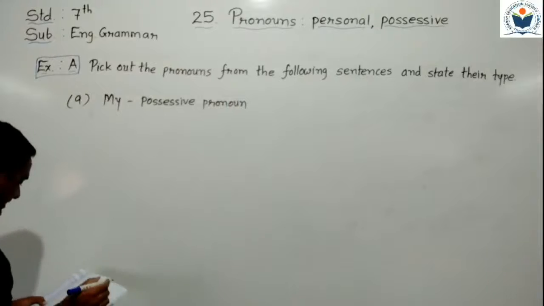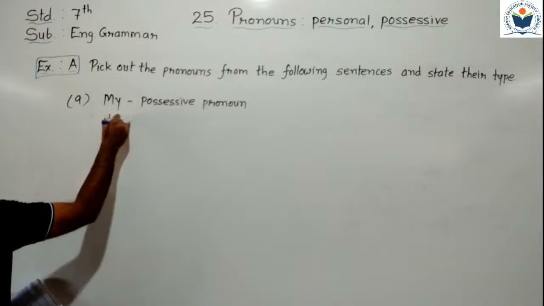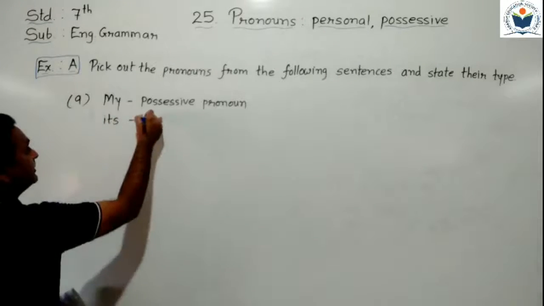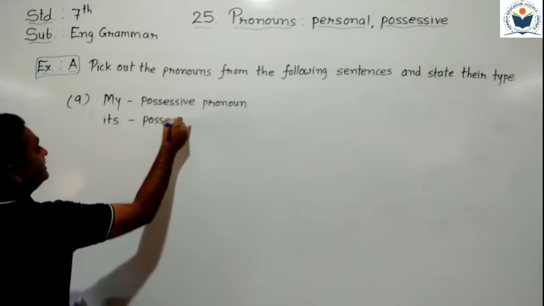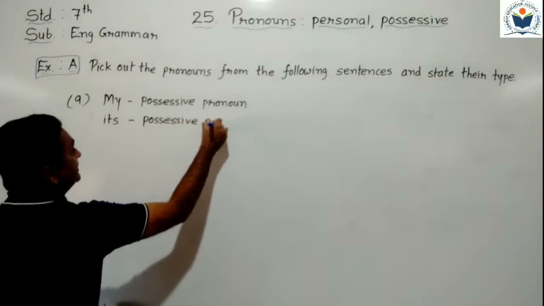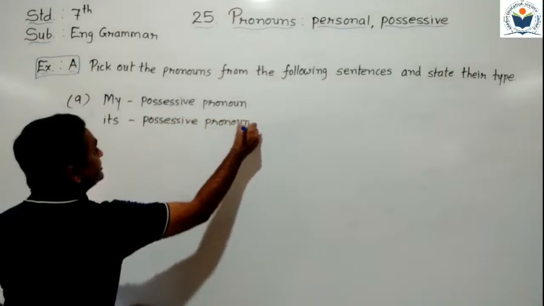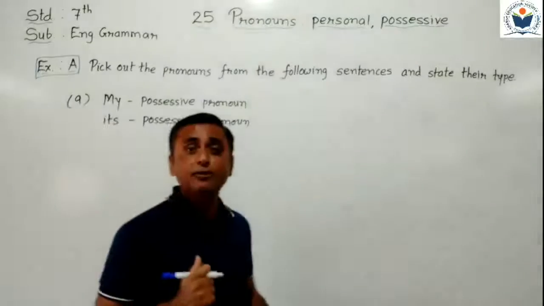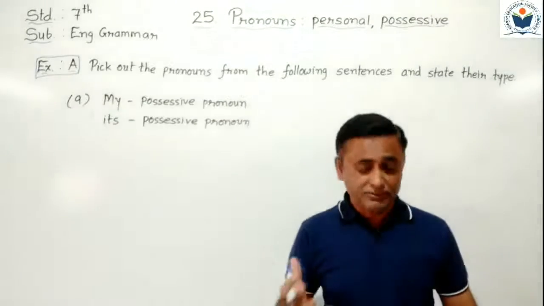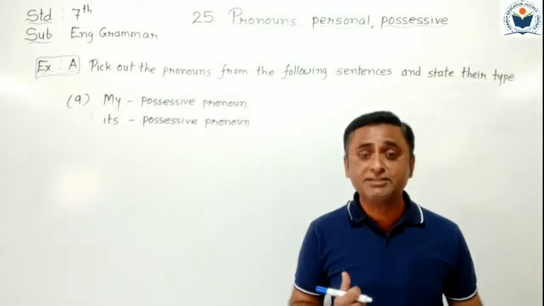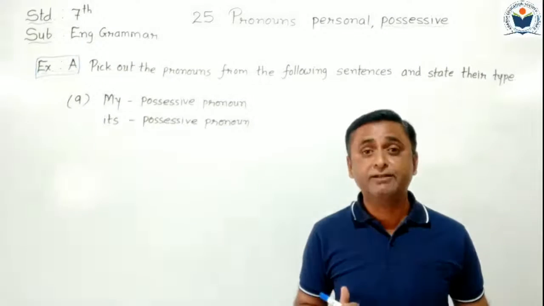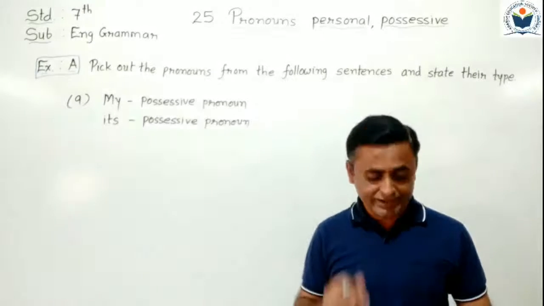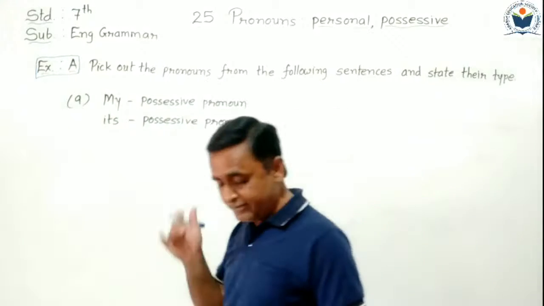Then second one is its. Second one is given here. Its is also used as a possessive pronoun. It shows the possession. My body. Here, my shows the body's ownership. So we can say that it is a possessive pronoun. Same way, its strength is also given here. It's the ownership of strength. So we can say that it's a possessive pronoun. Understand, student?